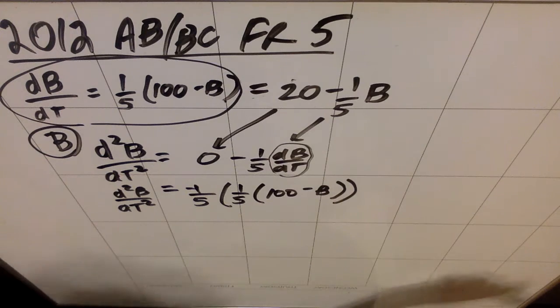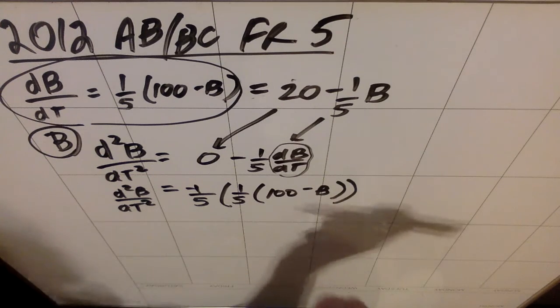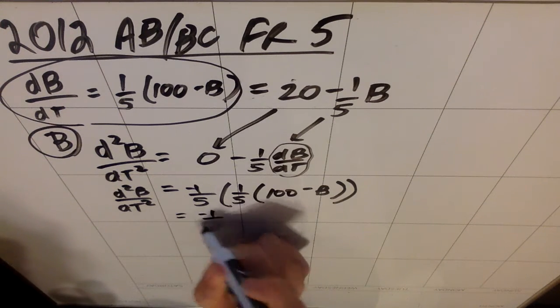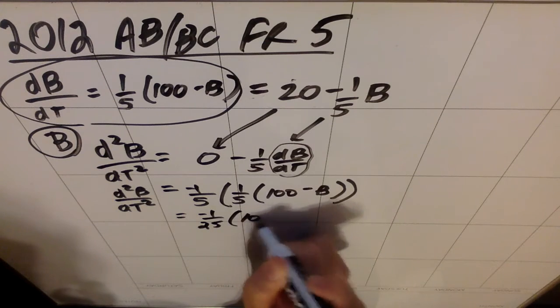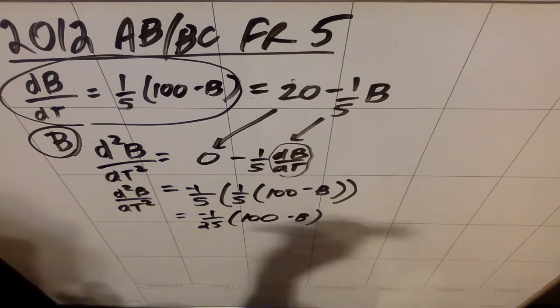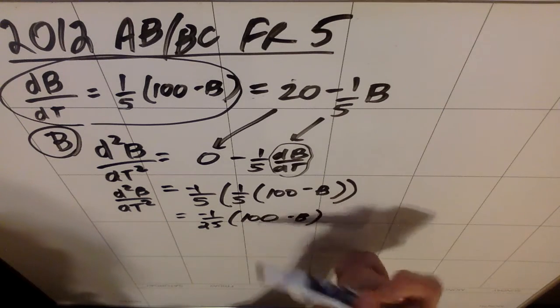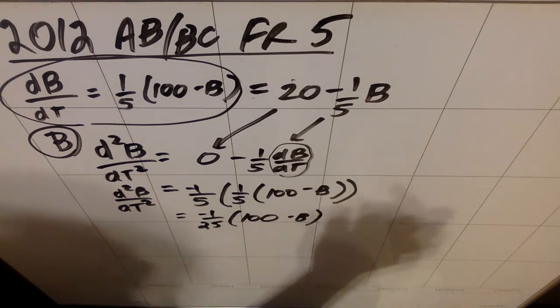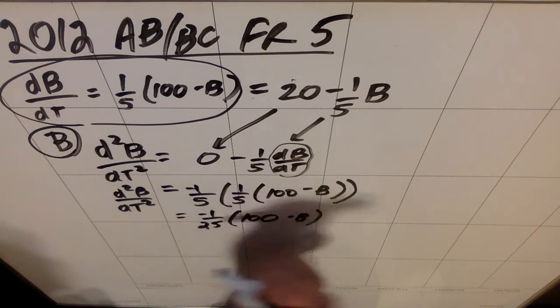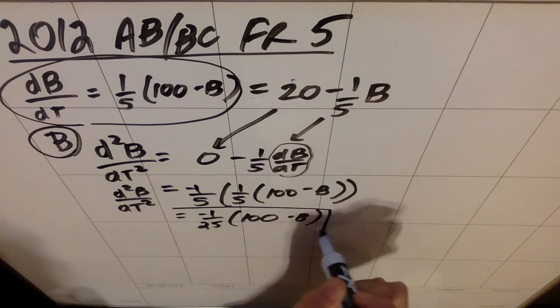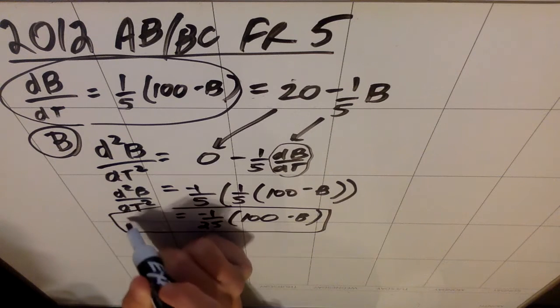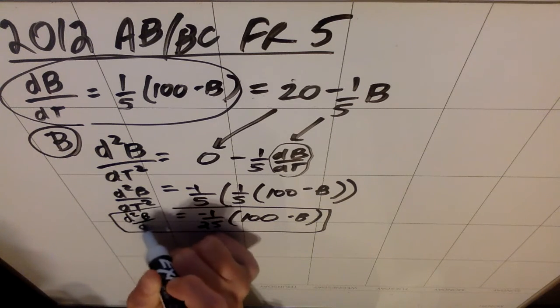And you can clean that up however you want. It's technically a right answer at this exact moment. If you want to make it a negative 1/25 in front of a 100 minus b, that's great. If you want to clean it up further and say that this is a negative 4 plus ab over 25, that's also fine. I think this is probably just fine and works. So that's my d squared b dt squared.